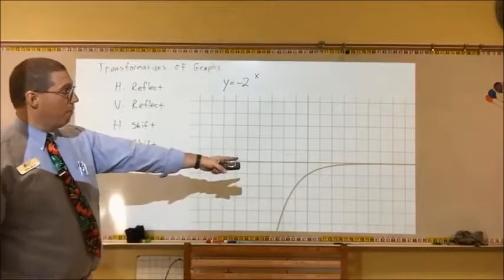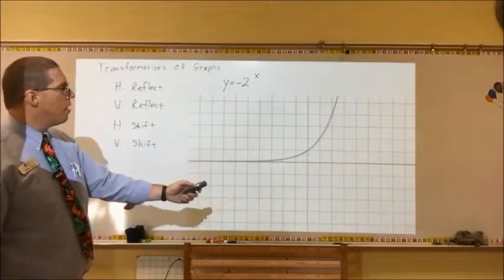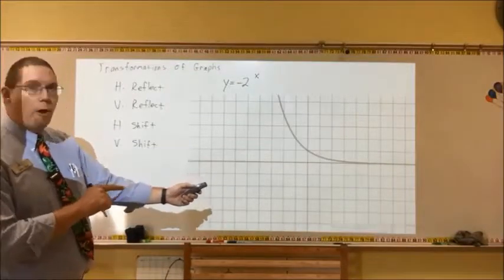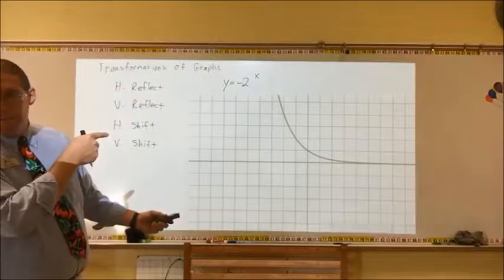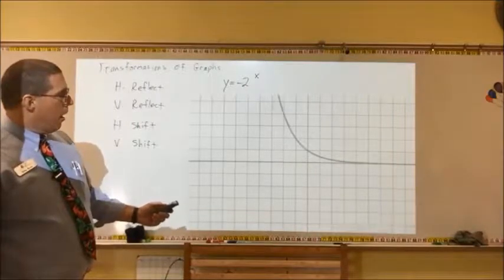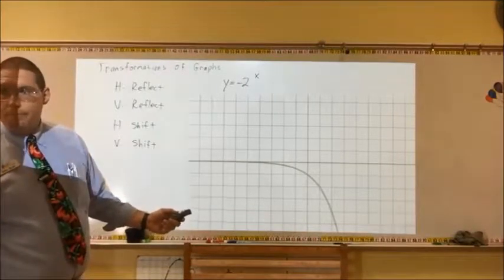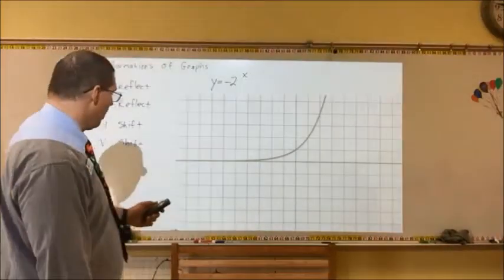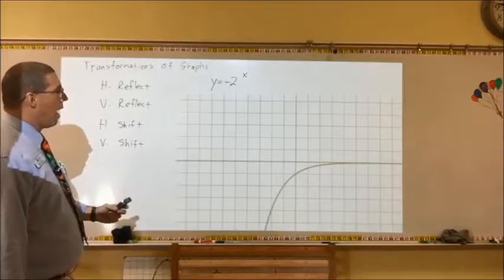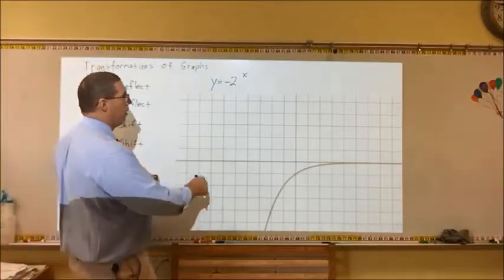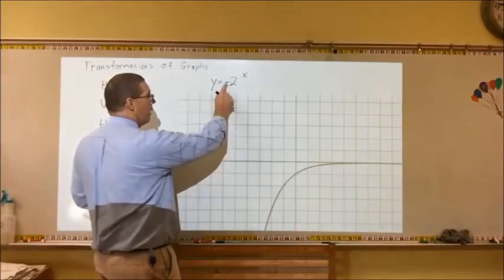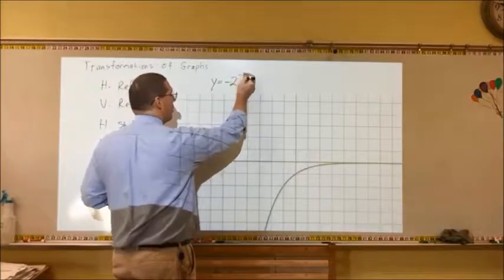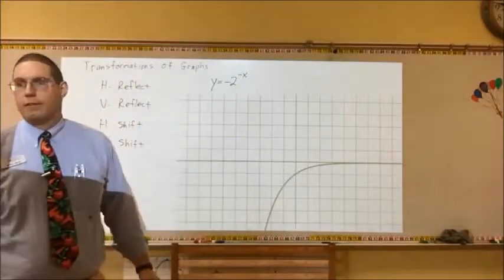And then if you have a flip of both, see this? Watch this. This is what I call backwards. I call this one upside down. I call this one upside down and backwards. So look, when it's upside down and backwards, what am I going to put on here? Negative here and negative here. So this would be negative 2 to the negative x power.